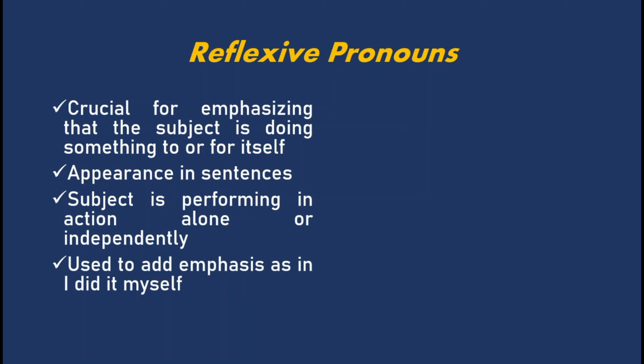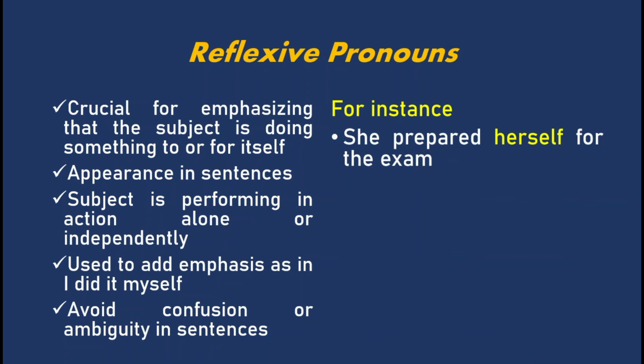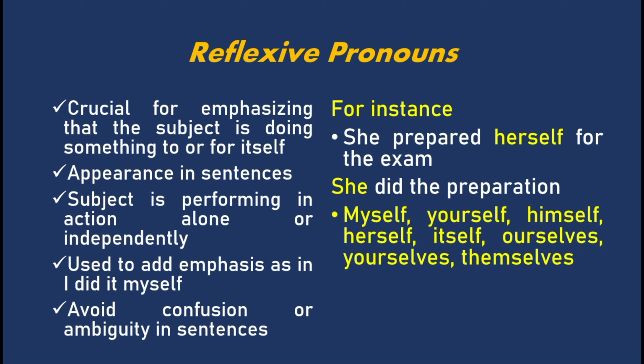Another important function of reflexive pronouns is to avoid confusion or ambiguity in sentences. For instance, she prepared herself for the exam clearly indicates that she did the preparation rather than someone else preparing her. The main examples of reflexive pronoun are myself, yourself, himself, herself, itself, ourselves, yourselves, themselves.